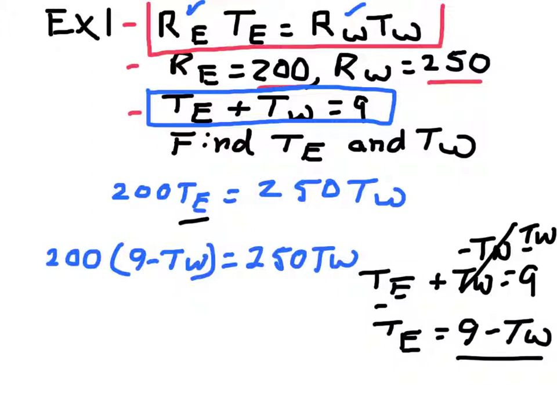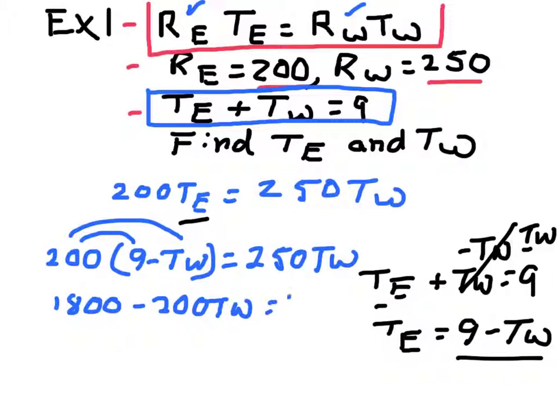So let's see, I'm going to take 200 times the 9 and 200 times the TW. So 2 times 9 is 18, add 2 zeros, so that's 1800 minus 200 TW equals 250 TW. Now let's solve it for TW. Since there's only TWs on the right side, let's get all the TWs on the right side.